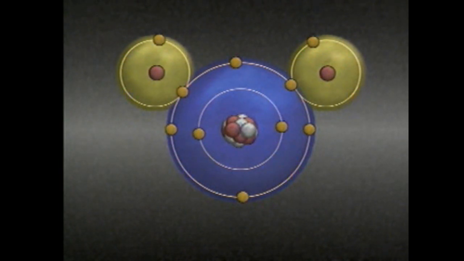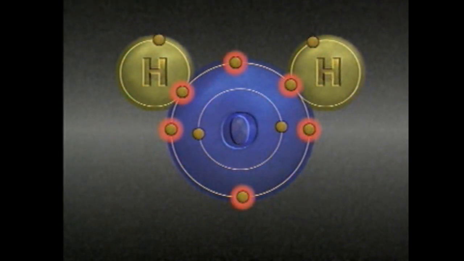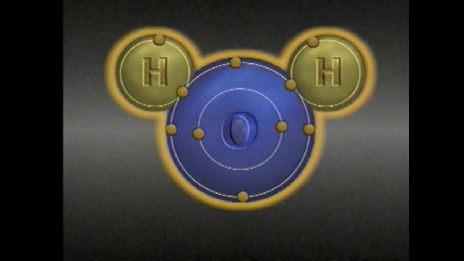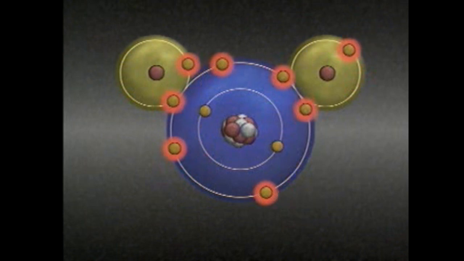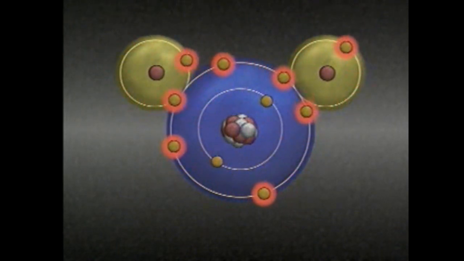A water molecule consists of 2 hydrogen atoms and 1 oxygen atom. Each hydrogen atom has 1 valence electron, so that makes a total of 2. The oxygen atom has 6 valence electrons. When hydrogen and oxygen combine to form water, the 3 atoms join together by sharing the 8 valence electrons. The 8 electrons orbit around all 3 nuclei, and it's the sharing of these valence electrons that holds the water molecule together.